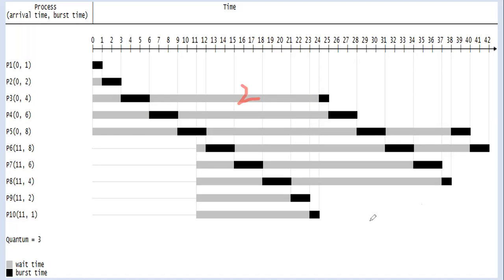There are processes which will have waited for more. Like, for example, process P5 has waited from time 0 to time 9, then from time 12 to time 28, and then from time 31 to time 38. So you add these waiting times here and here for this process. Then you get the total.